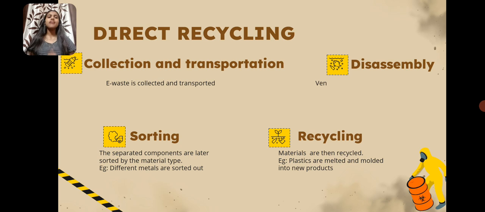Next, we have direct recycling. In direct recycling, there are four steps. Firstly, the collection and transportation, wherein the e-waste is collected and transported to a recycling facility. Then comes the disassembly. The e-waste is going to be disassembled, that is dismantled into its components. In the sorting, the separated components are going to be sorted by material type. And the recycling stage. In the recycling stage, the materials are finally recycled.